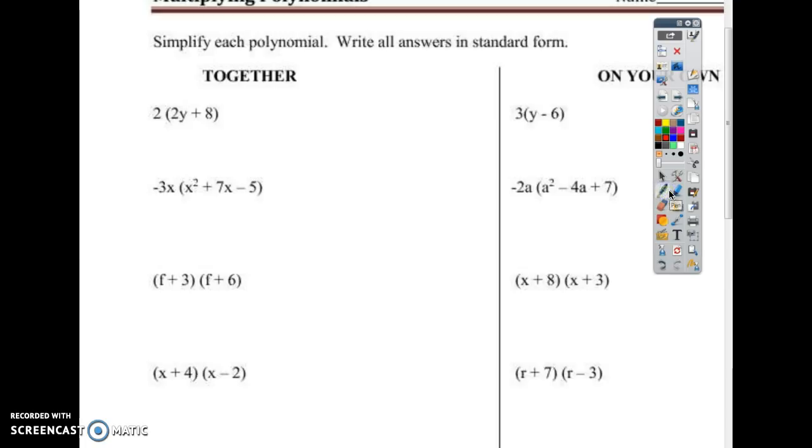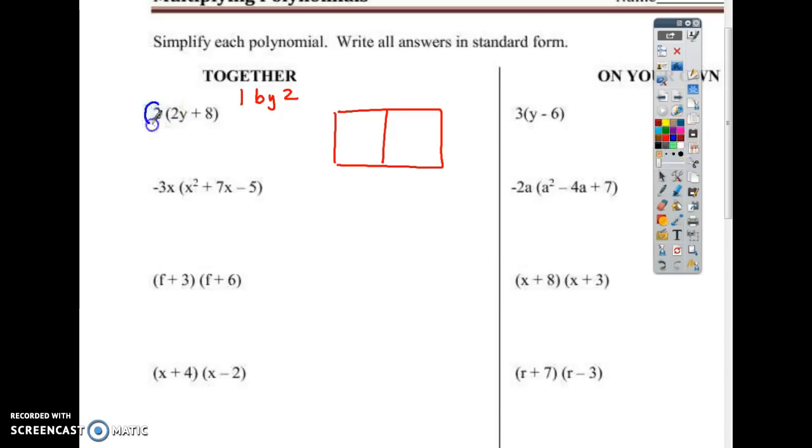So the box method says, how many terms do you have on the left side? 1. How many terms do you have on the right side? 2. So the box will be a 1 by 2. What does that look like? That looks like this. One side by 2 sides. Okay, so go ahead and draw the box. One by 2.